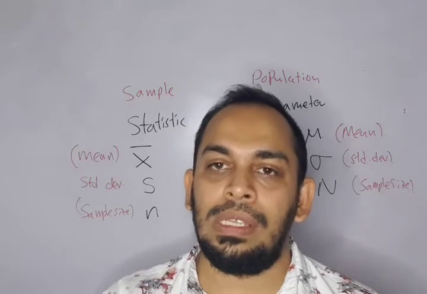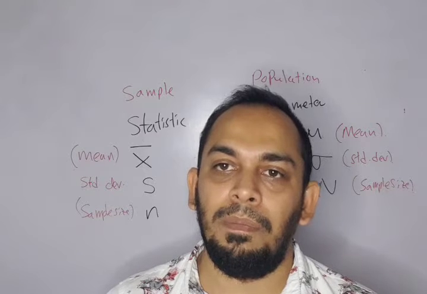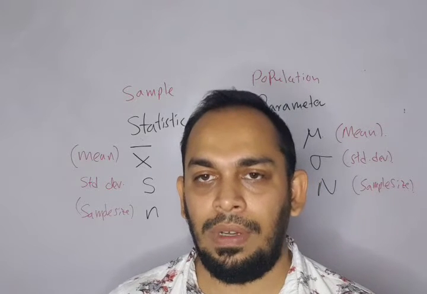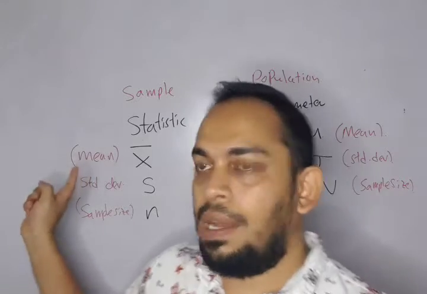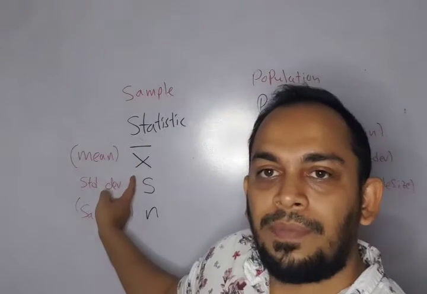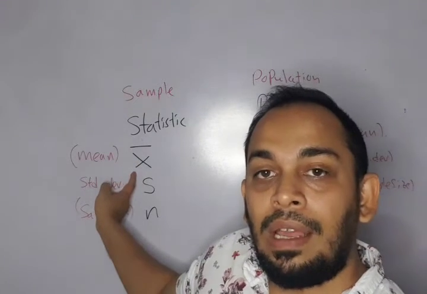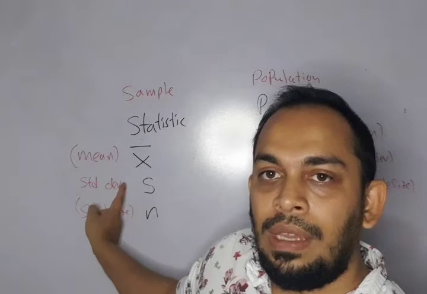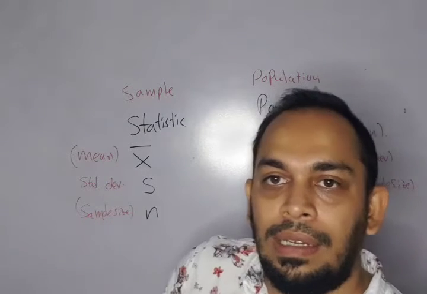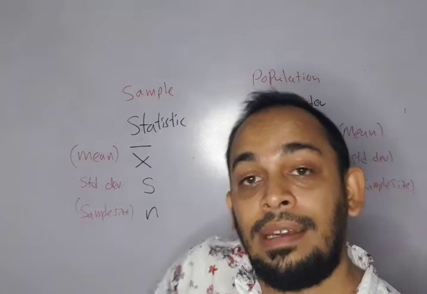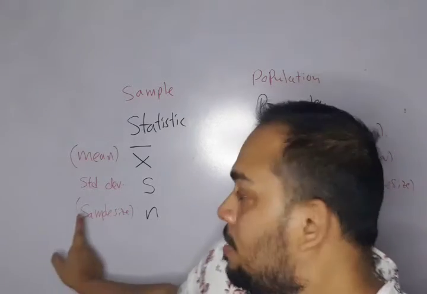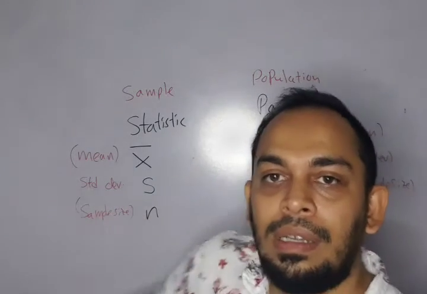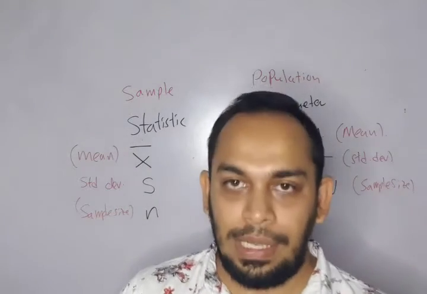Right. So if you want to describe the mean value of a sample, we use x bar. Right over here, x bar. X bar represents the mean of a sample. Then capital S here represents the standard deviation of a sample. Right, standard deviation of a sample, and small n over here describes the sample size.